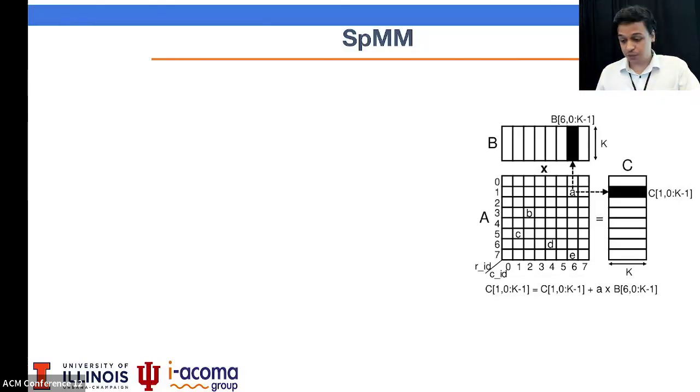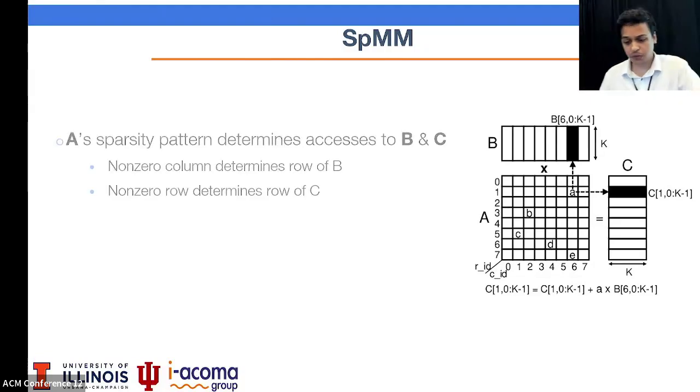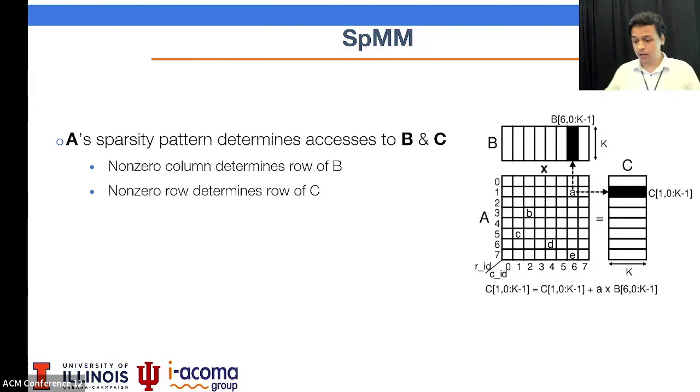In SpMM, a sparse matrix A is multiplied with a dense matrix B, with the result being another dense matrix C. The sparsity pattern of A, meaning the locations of the non-zeros of A, determines the accesses to B and C. In particular, for every non-zero, its column will determine the row of B that will be accessed, and its row will determine the row of C that will be accessed.